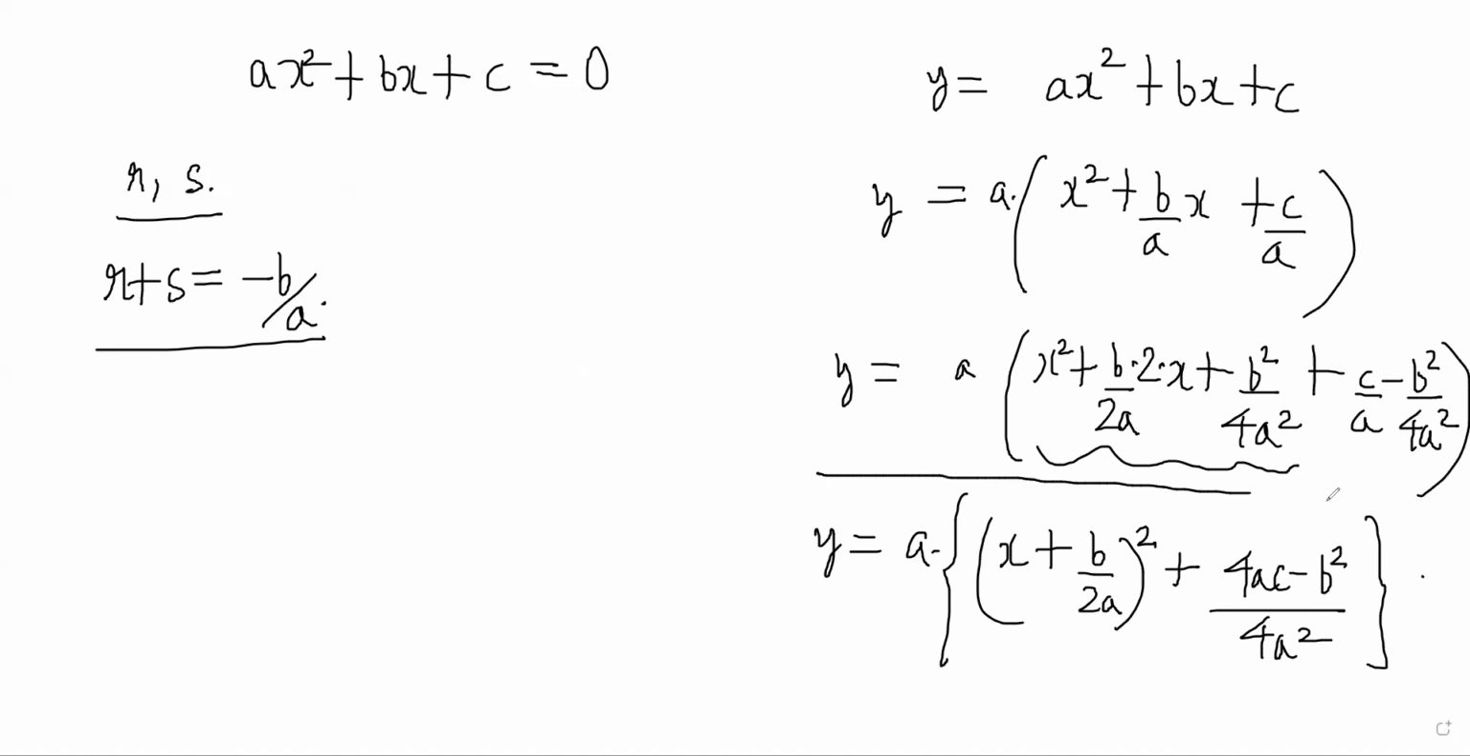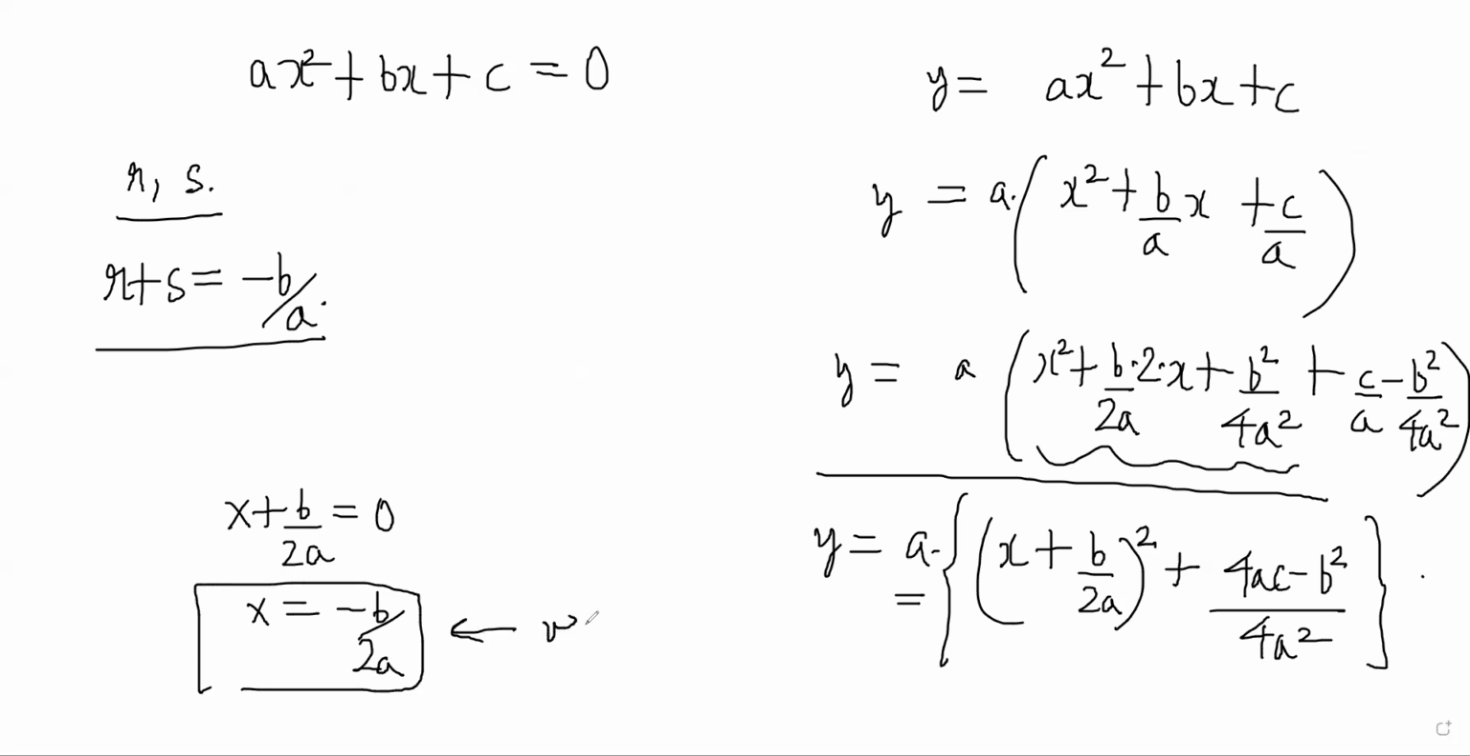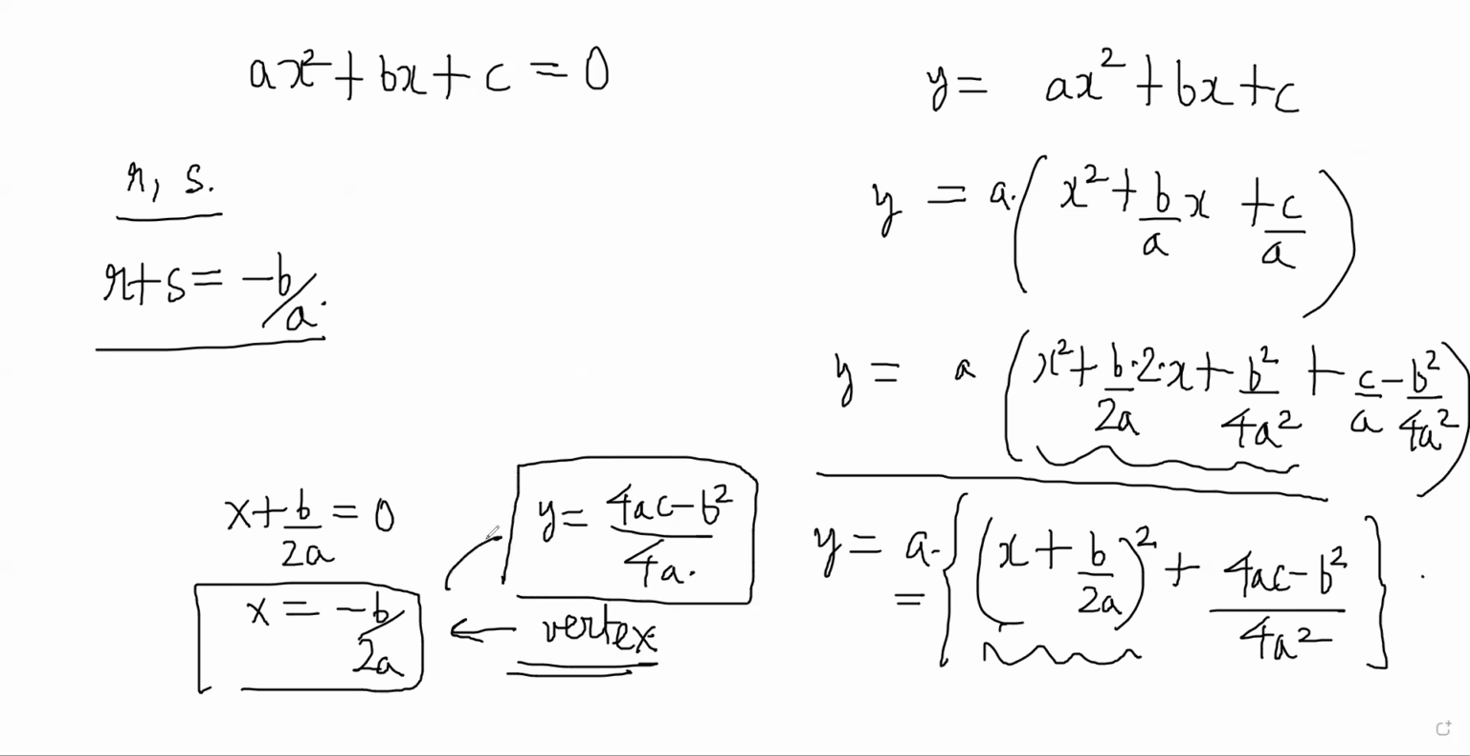Are you understanding this is coming? Yeah, I understand. So if a is positive, the minimum value will happen when x plus b by 2a is 0, where x is minus b by 2a. That is your vertex, right? At that vertex, this part vanishes and the answer will be 4ac minus b square by 4a. Correct? And notice that minus b by 2a is simply r plus s by 2.